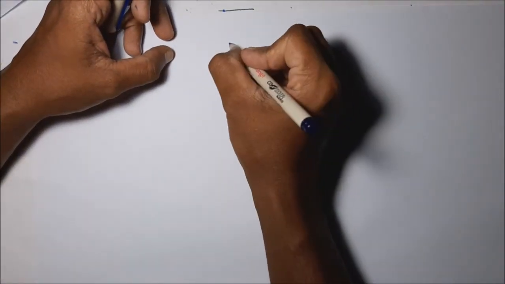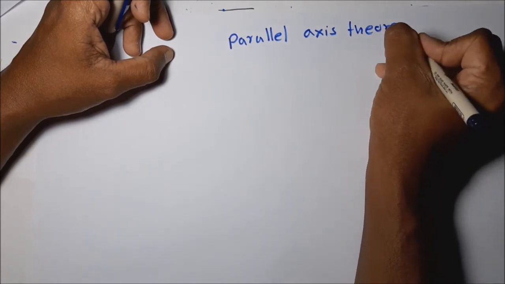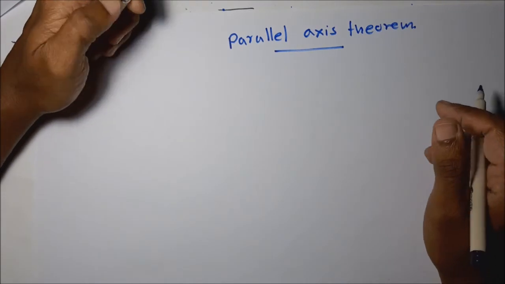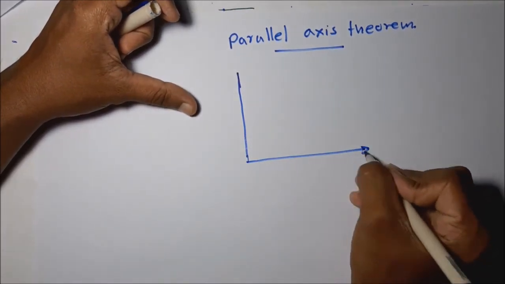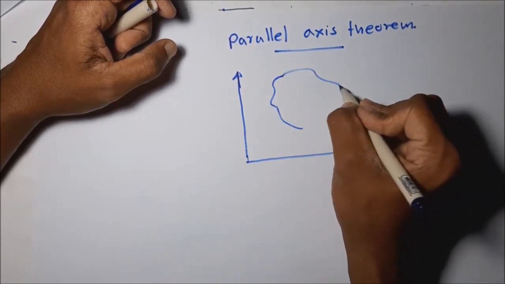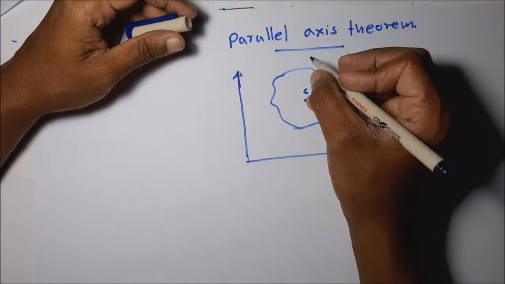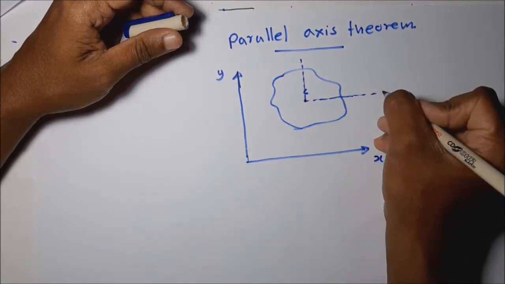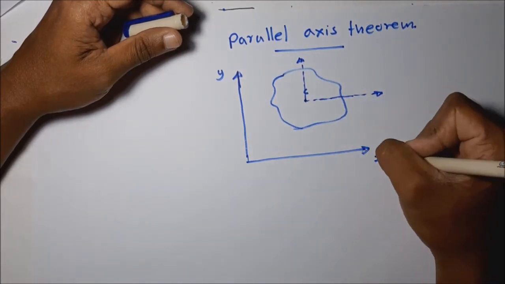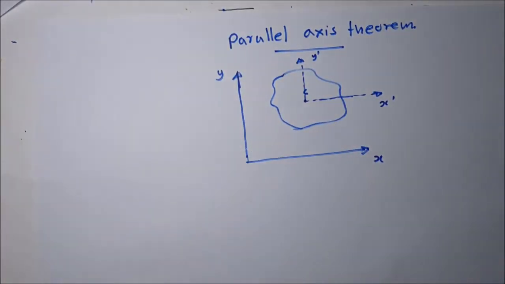Parallel axis theorem. Let's take a surface area in this way. For this surface area, let's take the centroid point as C. Let me define the coordinate axes as x and y. The coordinate axes which pass through this centroid point, parallel to the original coordinate axes, let's take as x dash and y dash. The x dash axis is parallel to the x axis, and the y dash axis is parallel to the y axis.